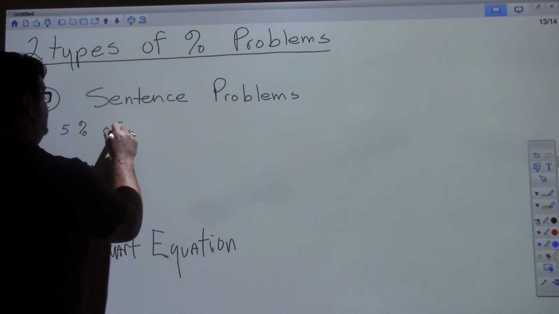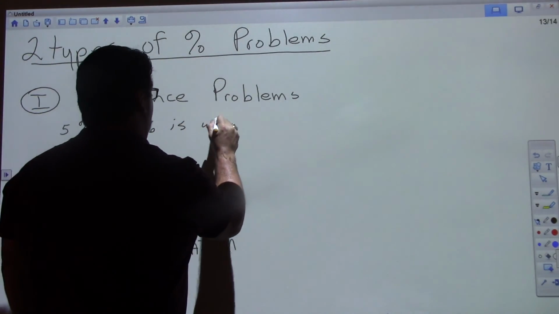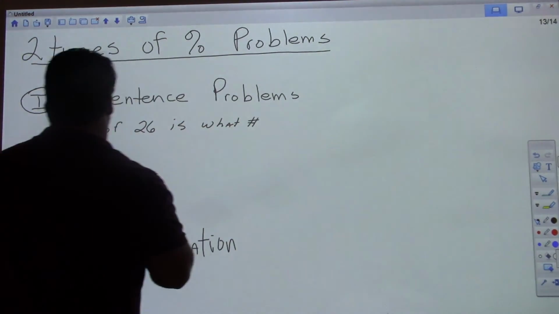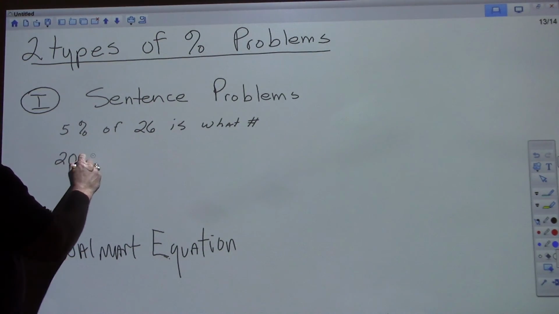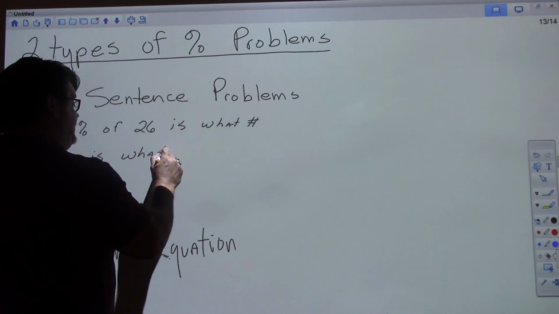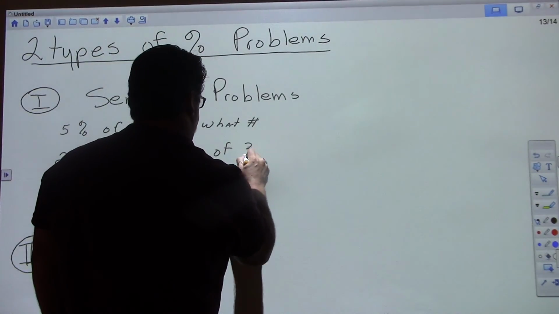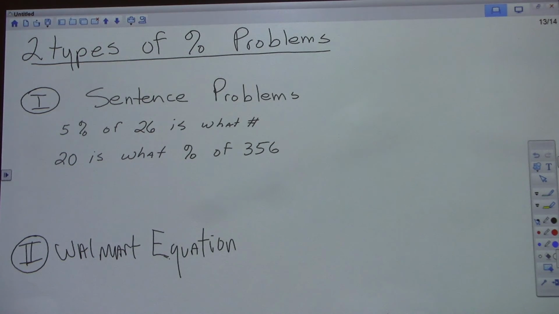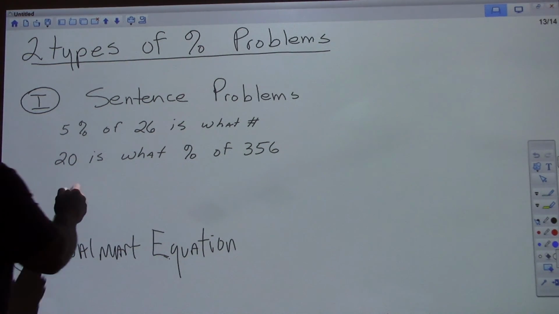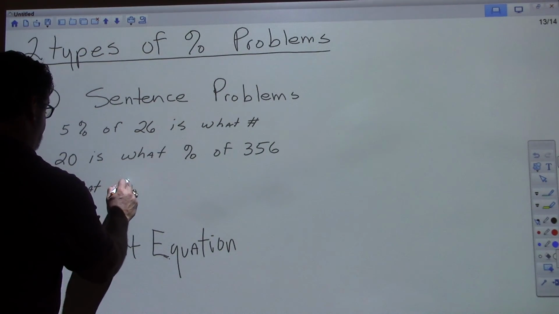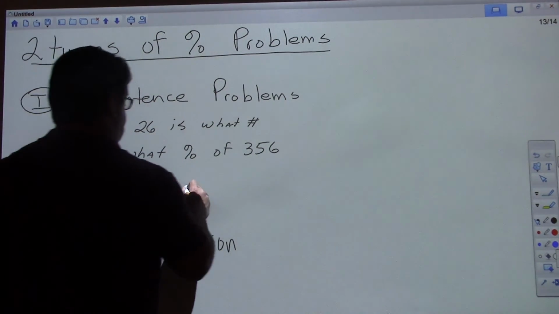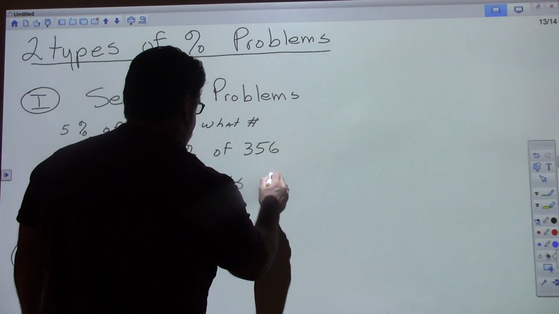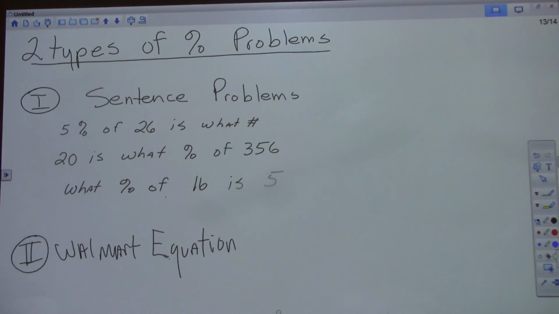5% of 26 is what number? Y'all remember these? 20 is what percent of 356? And then what percent of 16 is 5? You remember those problems from some test in your past? Those are what I call sentence problems. There's 3 of them because there's only 3 unknowns. And you do it by is, of, percent over 100.